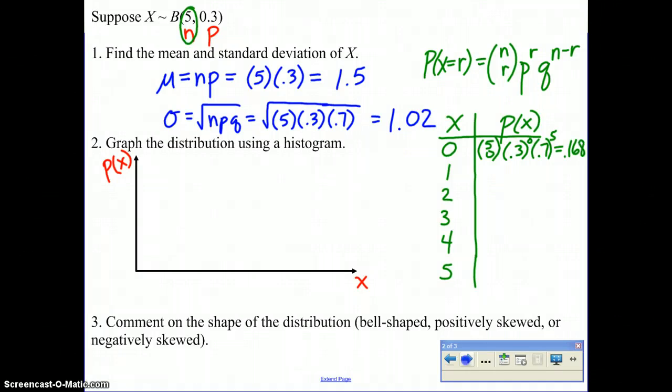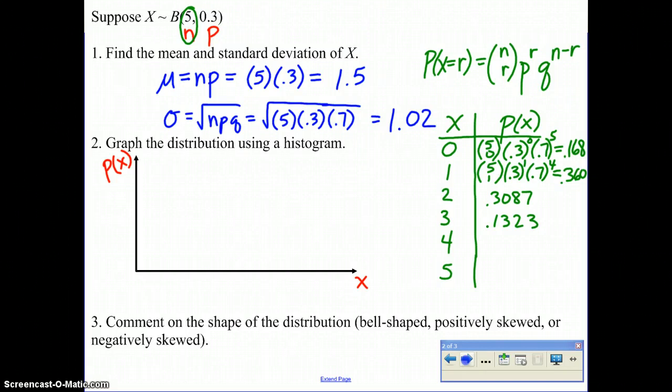If you want to know the probability of one success, that would be 5 choose 1 times 0.3 to the 1 times 0.7 to the 4th, which is 0.360. I won't bore you with all of these. You can calculate them on your own if you're that interested. The rest of them end up being 0.3087. I recognize that's not to 3 significant digits. Shame on me.